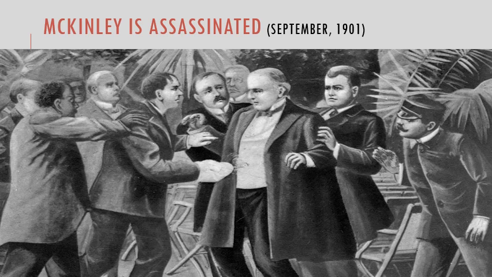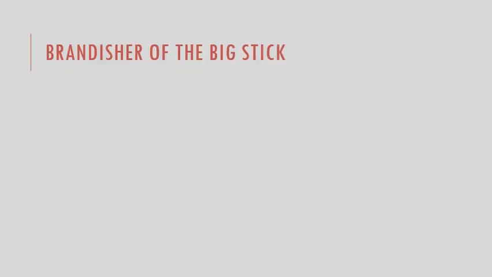However, just a few months after he is inaugurated, in September, 4 months after, 6 months after, he is assassinated, bullet to the gut. He won't die from the bullet, but he will die from the infection. So he will be the third president assassinated, and that'll bring his vice president up to the presidency, a famous guy known as a Rough Rider.